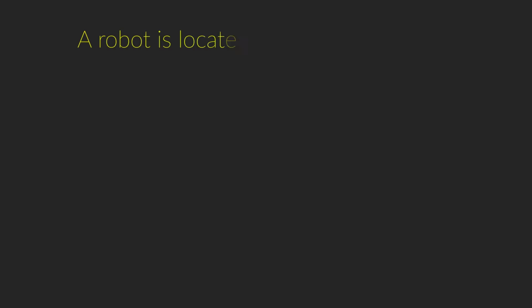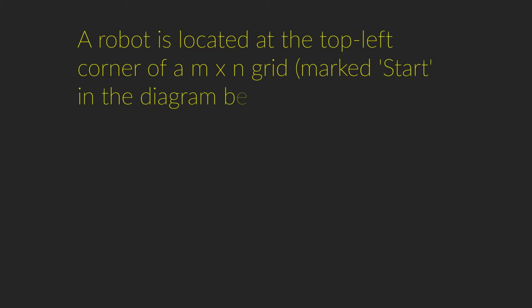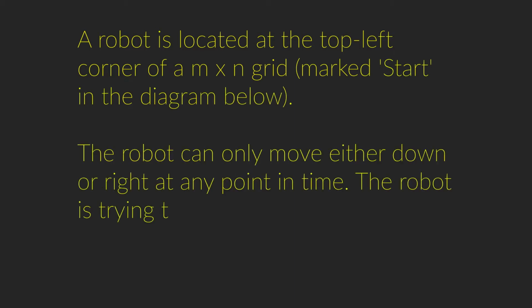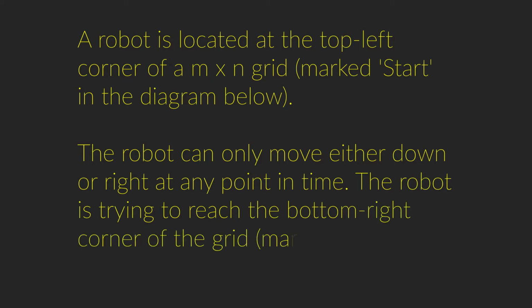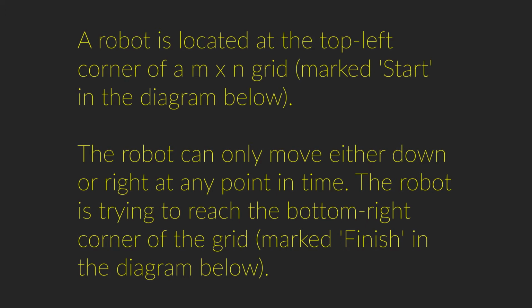A robot is located at the top left corner of an m times n grid, marked start in the diagram below. The robot can only move either down or right at any point in time. The robot is trying to reach the bottom right corner of the grid, marked finish in the diagram below. How many possible unique paths are there?